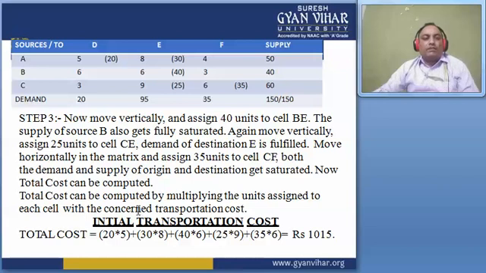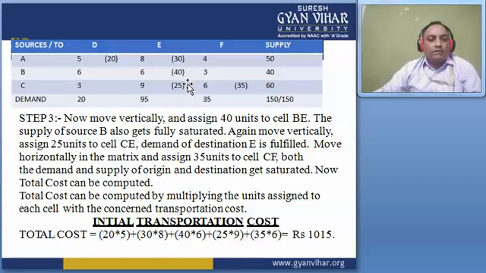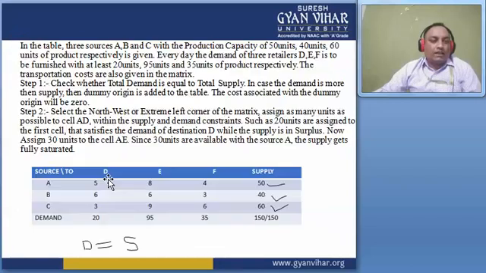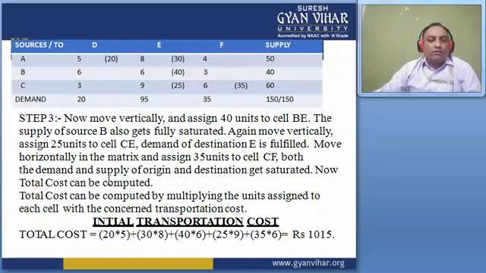So the initial transportation cost, the total cost, equals 20 into 5, 30 into 8, 40 into 6, plus 25 into 9 and 35 into 6. So the total cost is 1015. This is the answer of this question: the total cost is 1015.